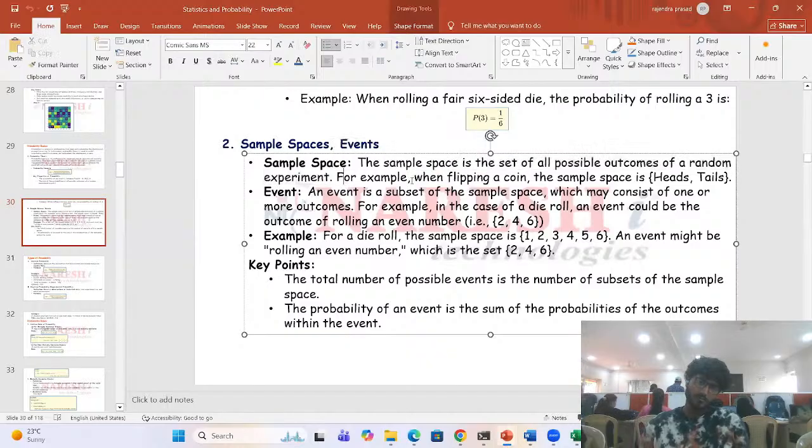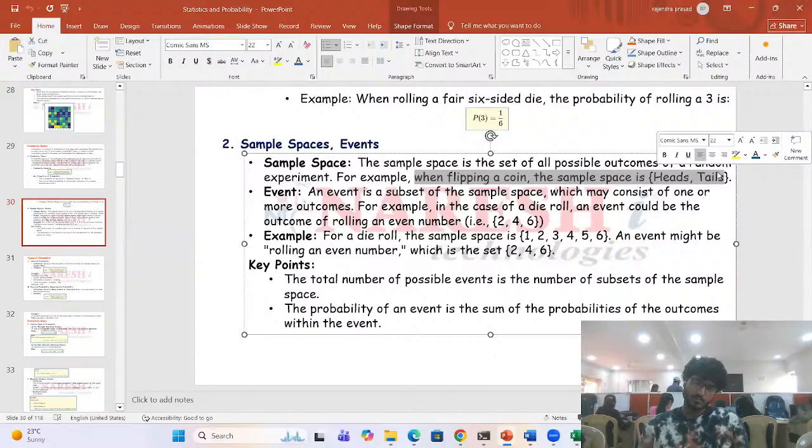Okay. For example, while flipping a coin, the sample space contains heads or tails. Whatever the experiment you conduct, the possible outcomes are known as the sample space. Clear? Then what about the event?